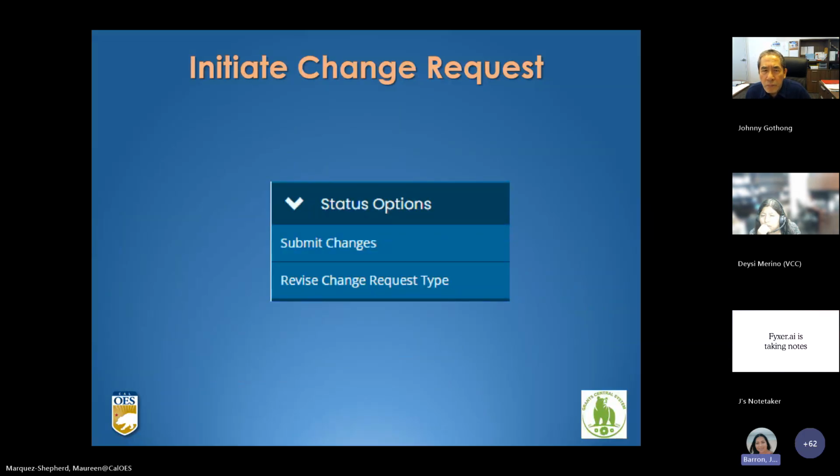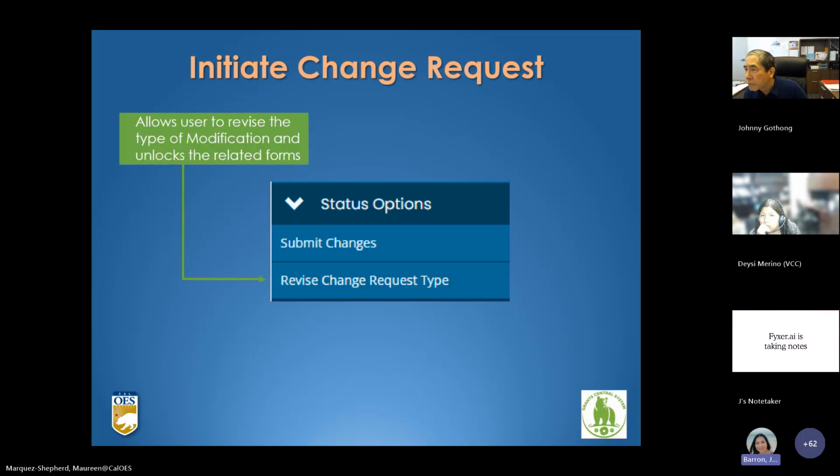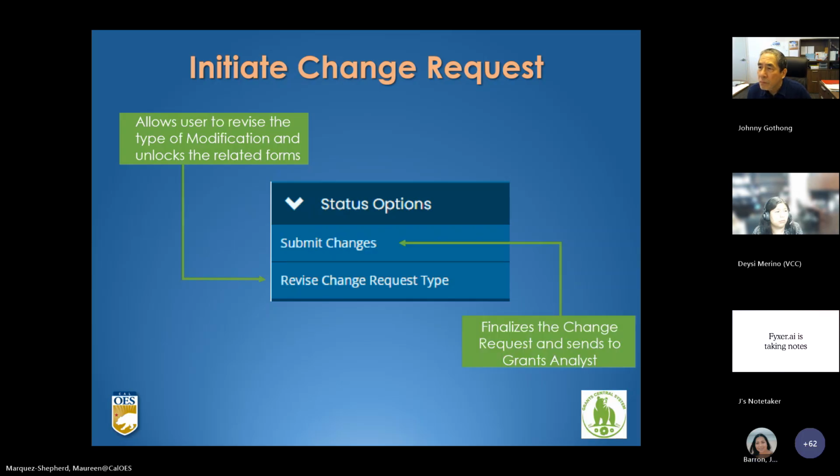Once the changes have been made to the necessary forms associated to the chosen modification, there will be two scenarios to choose from under Status Options on the navigation bar. Revise Change Request Type. This allows users to go back and revise the modification and unlocks the related forms. The next option is to submit changes. This finalizes the change request and sends to the grants analyst for review.